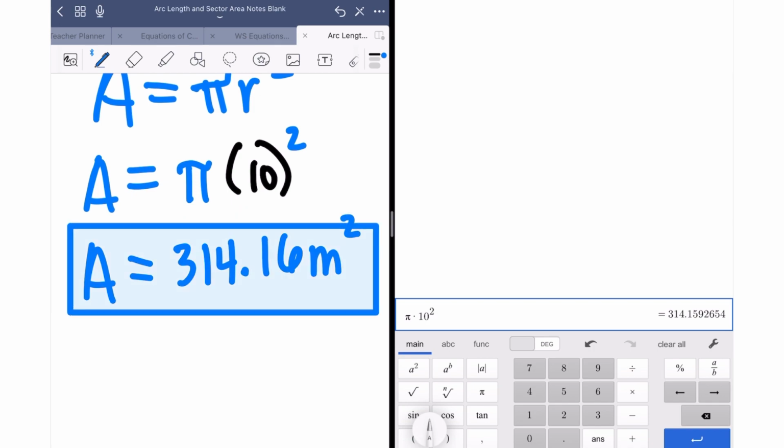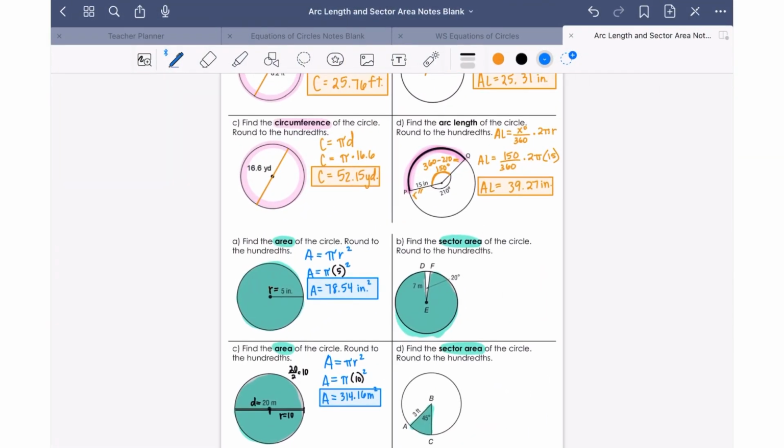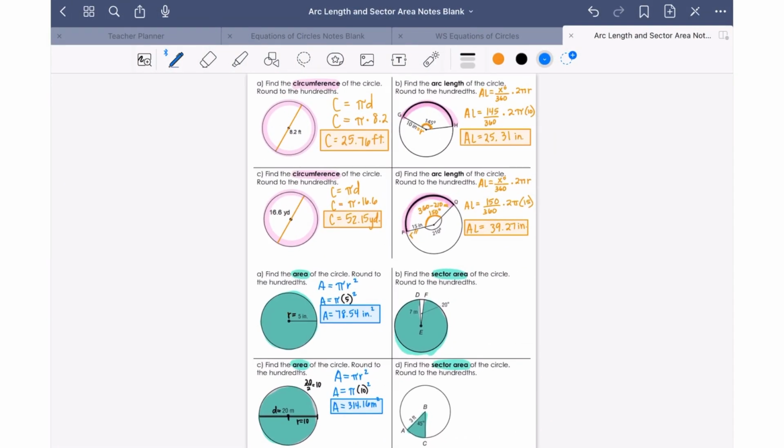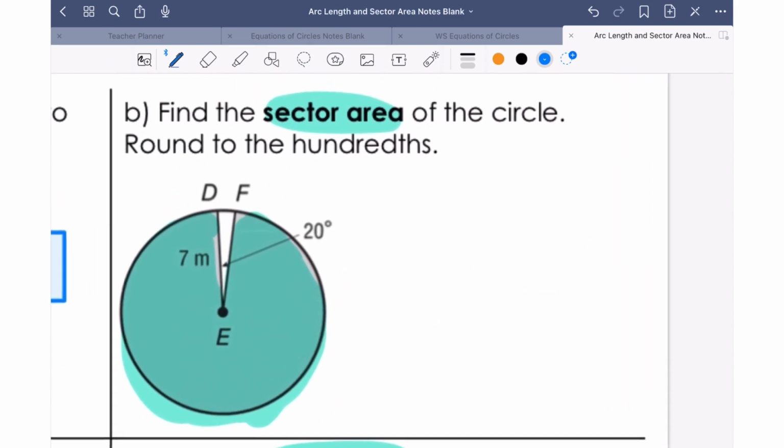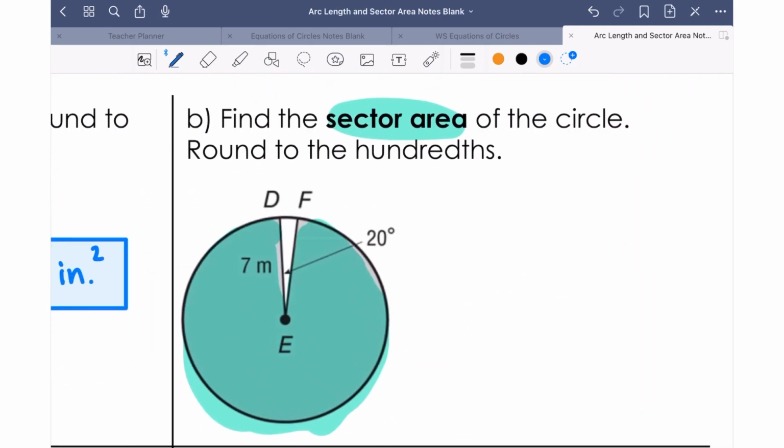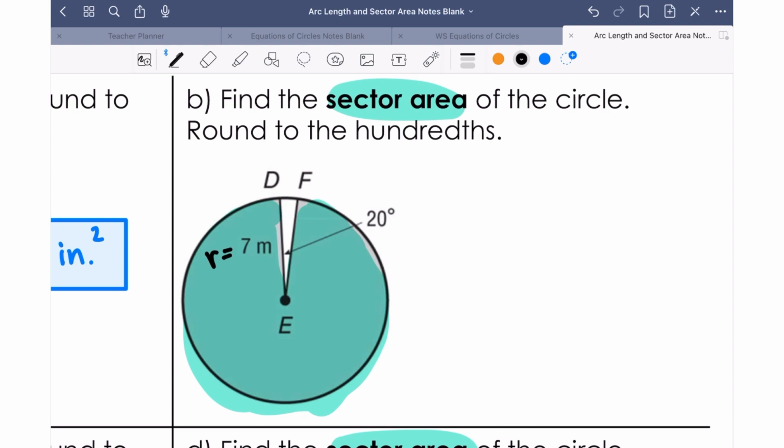All right. Let's do sector area, okay? So sector area is just a section of the area in the circle. I'm going to label the measurements. I have a 7 meters and I have 20 degrees. So this is obviously the radius. But that 20 degrees is pointing at the little white section of the illustration. And so I don't need the degrees for this. I need the degrees for the shaded area, which is this part of the circle.